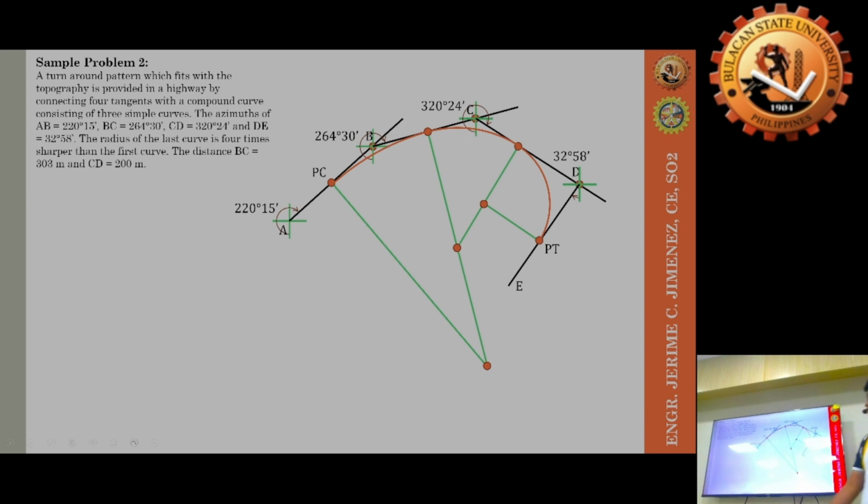Okay? So sabi natin from PC to the origin, okay, that will be your radius sub 1. Then from PCC1, papunta sa origin ng second curvature, that will be your radius sub 2. Then from PT, papunta sa origin ng pangatlong curvature, that will be your R sub 3.